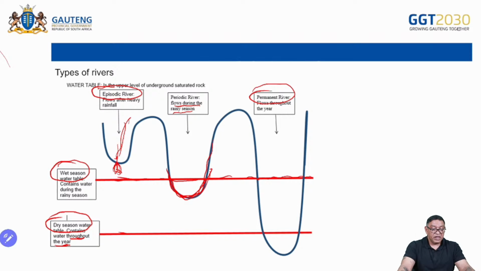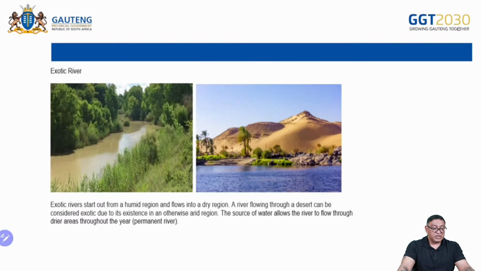Okay, right. Now, let's look at the exotic river. It says an exotic river starts out in a humid region and flows into a dry region. Okay, the river flows throughout a desert and can be considered exotic in its existence.